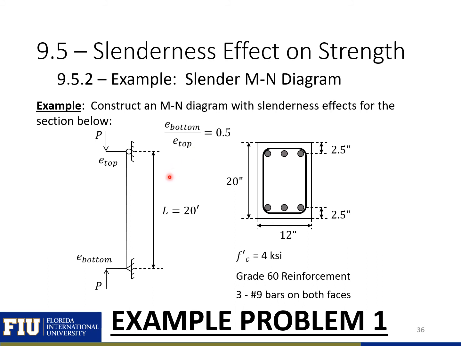To find our slenderness effects, we need to know something about our column length and our end conditions. So we have pin end conditions with different moments at the top and the bottom. And our overall column length is 20 feet. At this time, you can pause this presentation and go to the video for example problem 1.